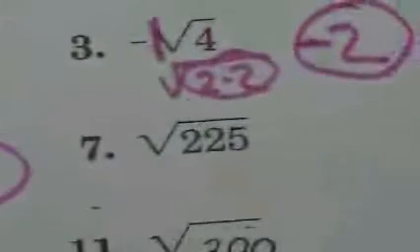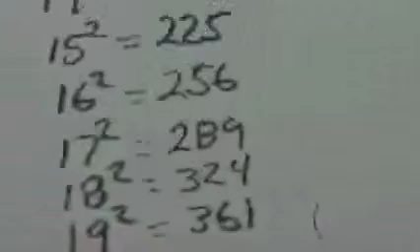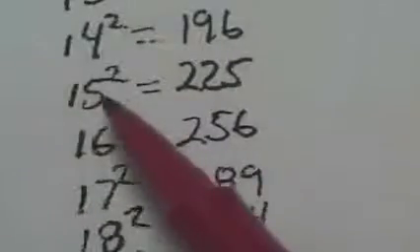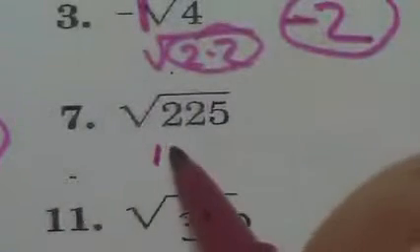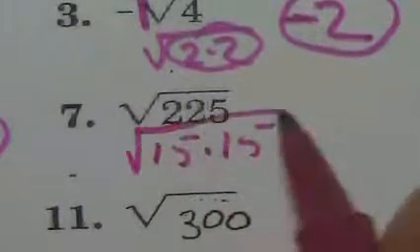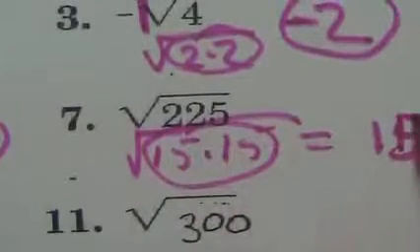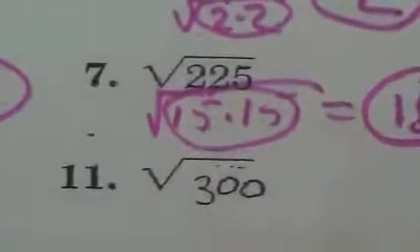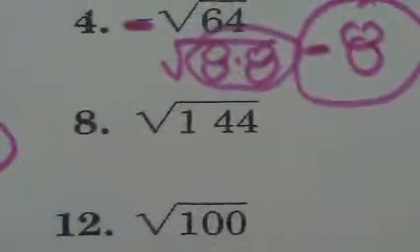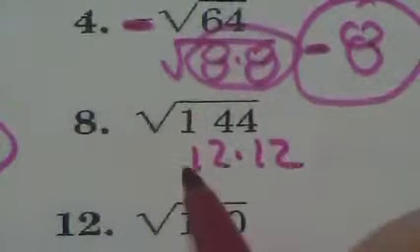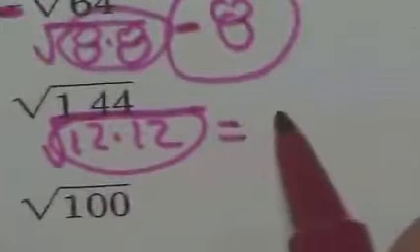Number 7, 225. Can you find 225? 225 is 15 times 15. So a pair can jump out. 15, and that's our answer. Next, number 8, 144. That's 12 times 12. Right? So you have a pair of 12s that can jump out.